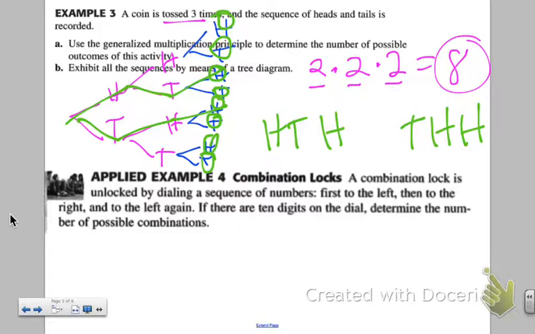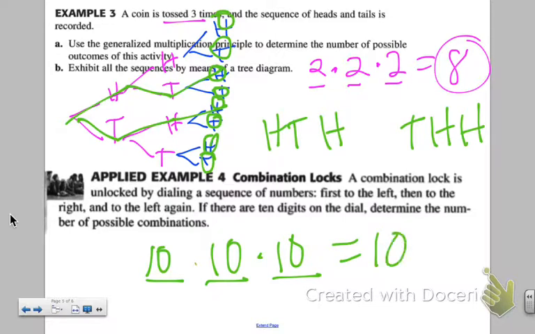For the combination locks, there's the first number, so that would be our first action, our second number, and our third number. So each number choice would be an action. There's 10 possibilities for the first, 10 for the second, 10 for the third, which gives us 1,000 total combinations.